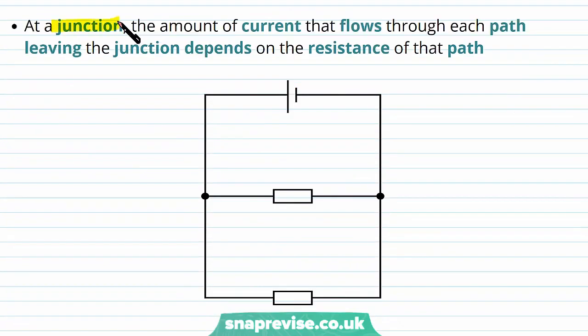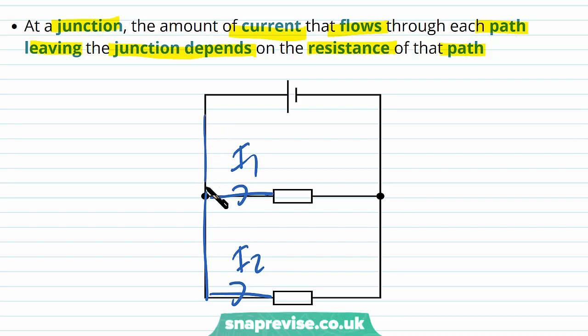At a junction, the amount of current that flows through each path leaving the junction depends on the resistance of the path. So we've got I1 here and I2 here, where our current has split at the junction. So the amount of current that actually goes through that particular branch depends on the resistance of that path. So we've got R1 and R2. A higher resistance is going to resist the flow of the current, so less current will go through the branch with a higher resistance. If we've got a lower resistance, that means there's less resistance, so more current is able to flow through.